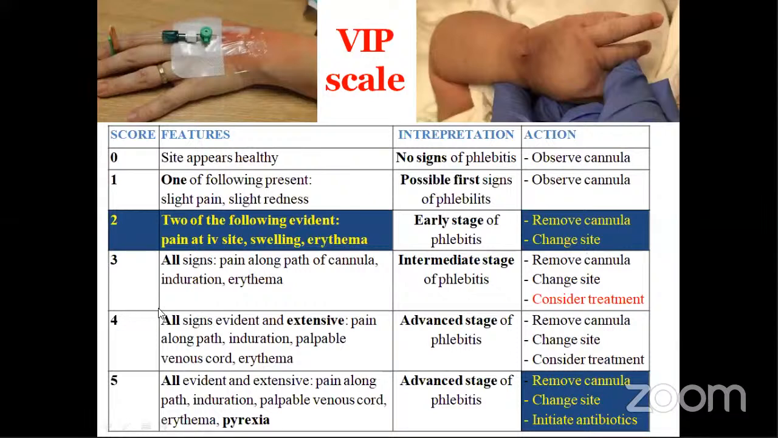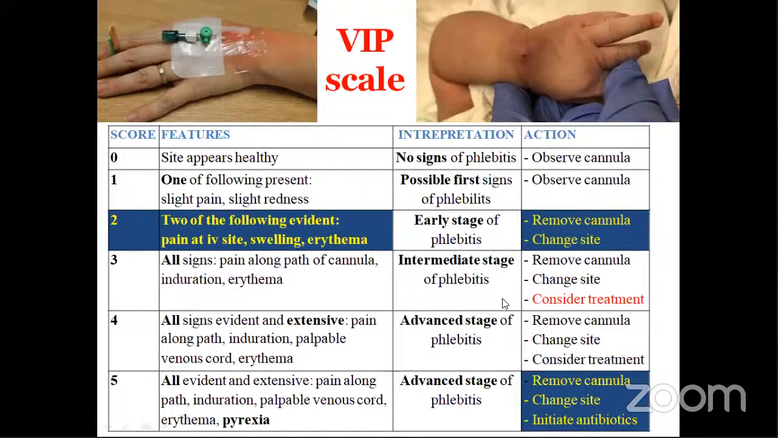In score 3, all the signs, pain, induration, erythema, are present. This is the intermediate stage of phlebitis. Remove the cannula, change the site, and consider treatment in the form of limb elevation, use of an anti-inflammatory analgesic like ibuprofen, and make the patient wear compression stockings or bandages.